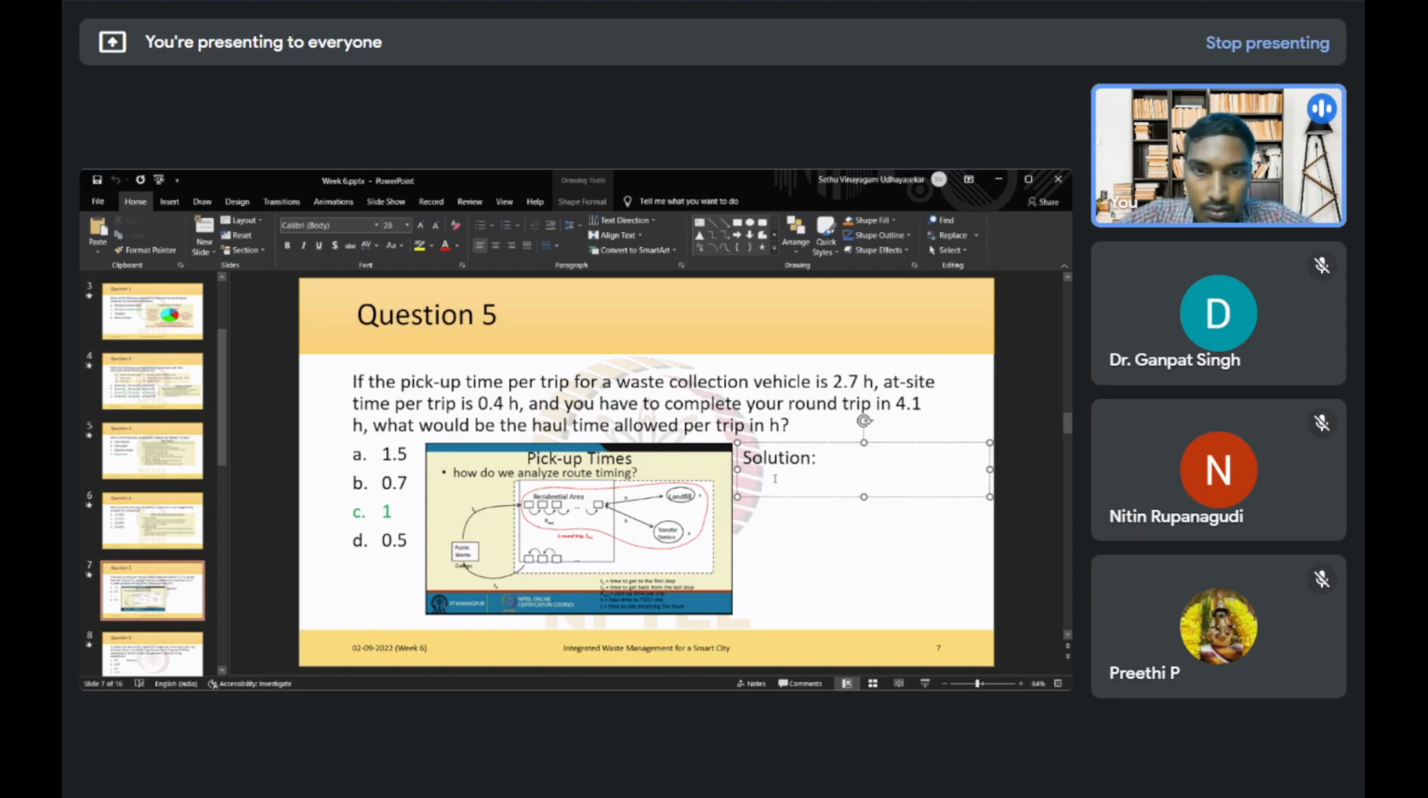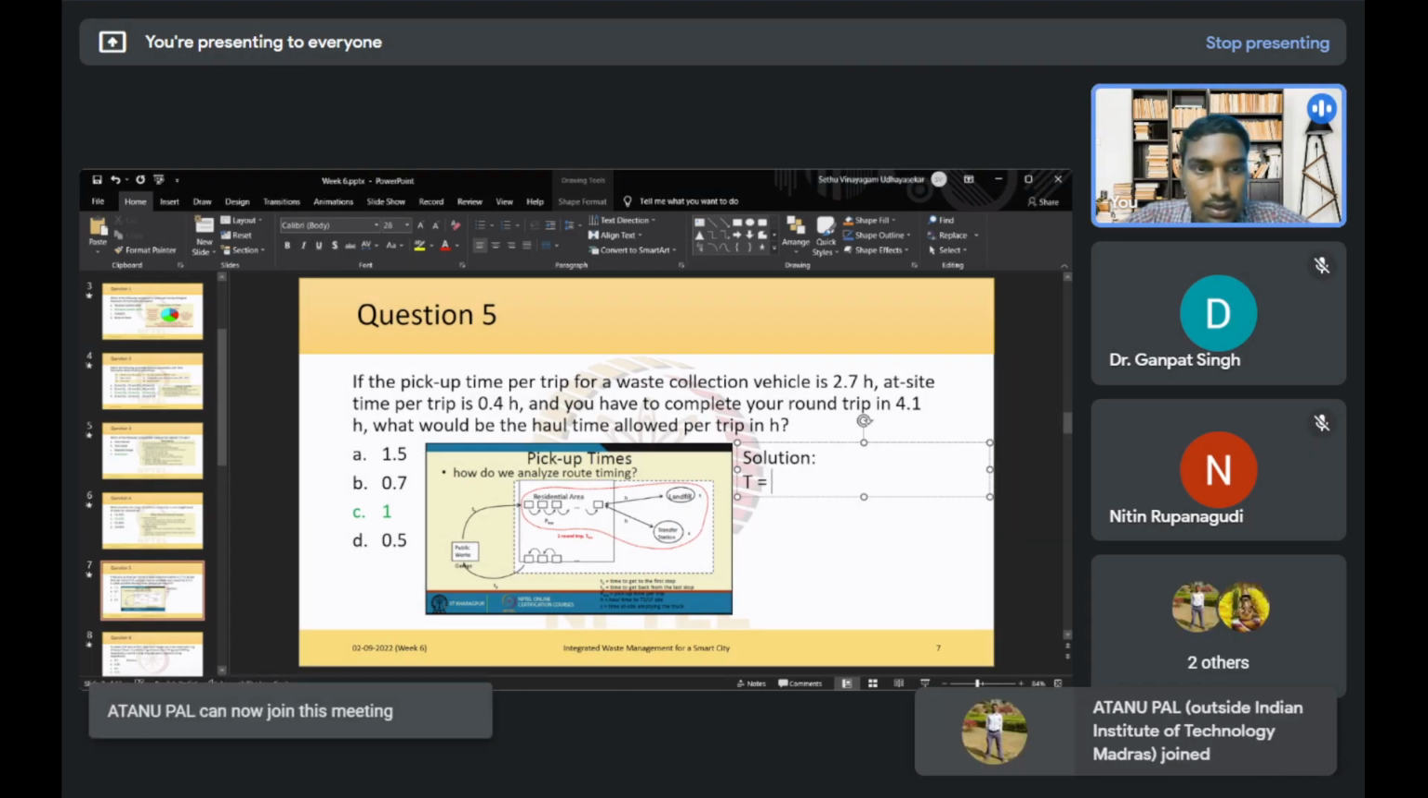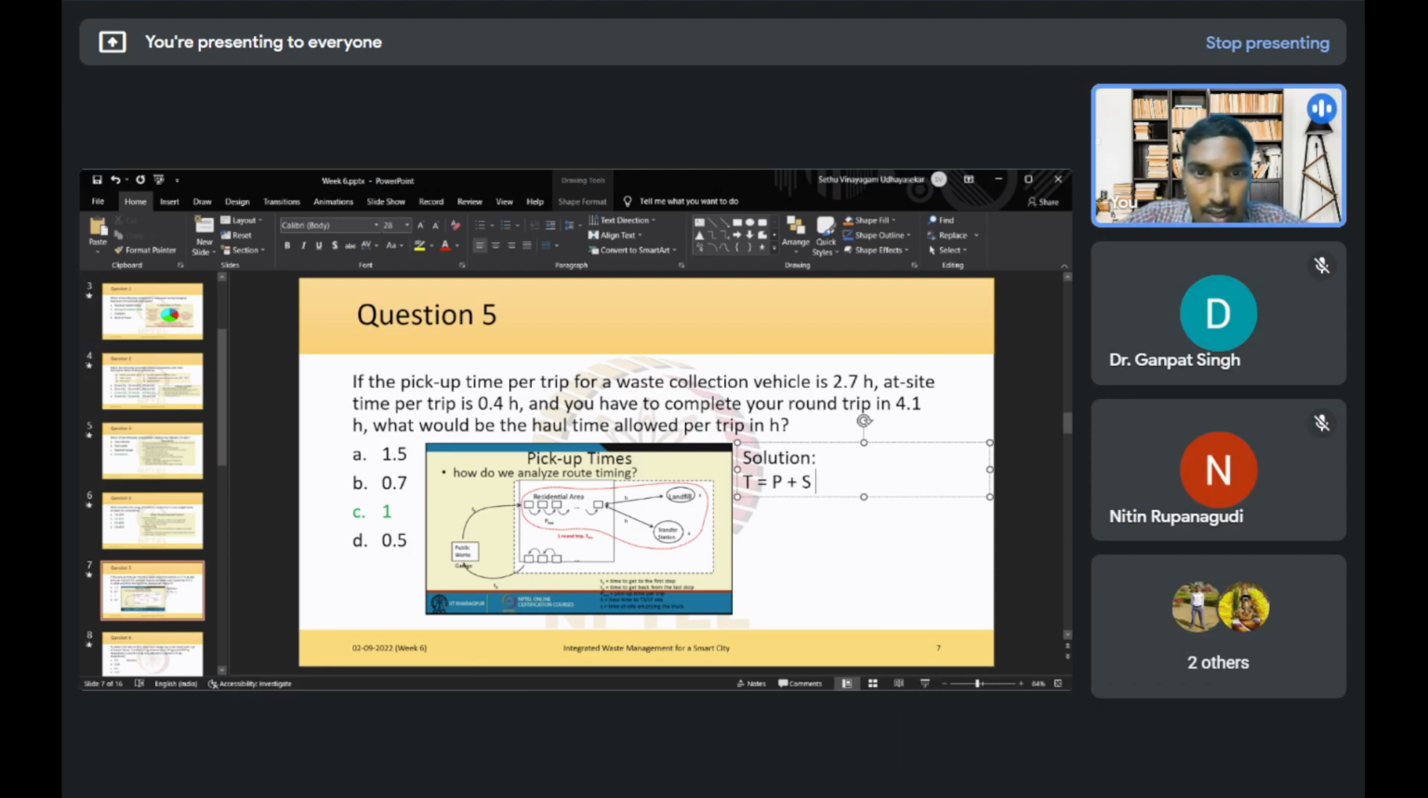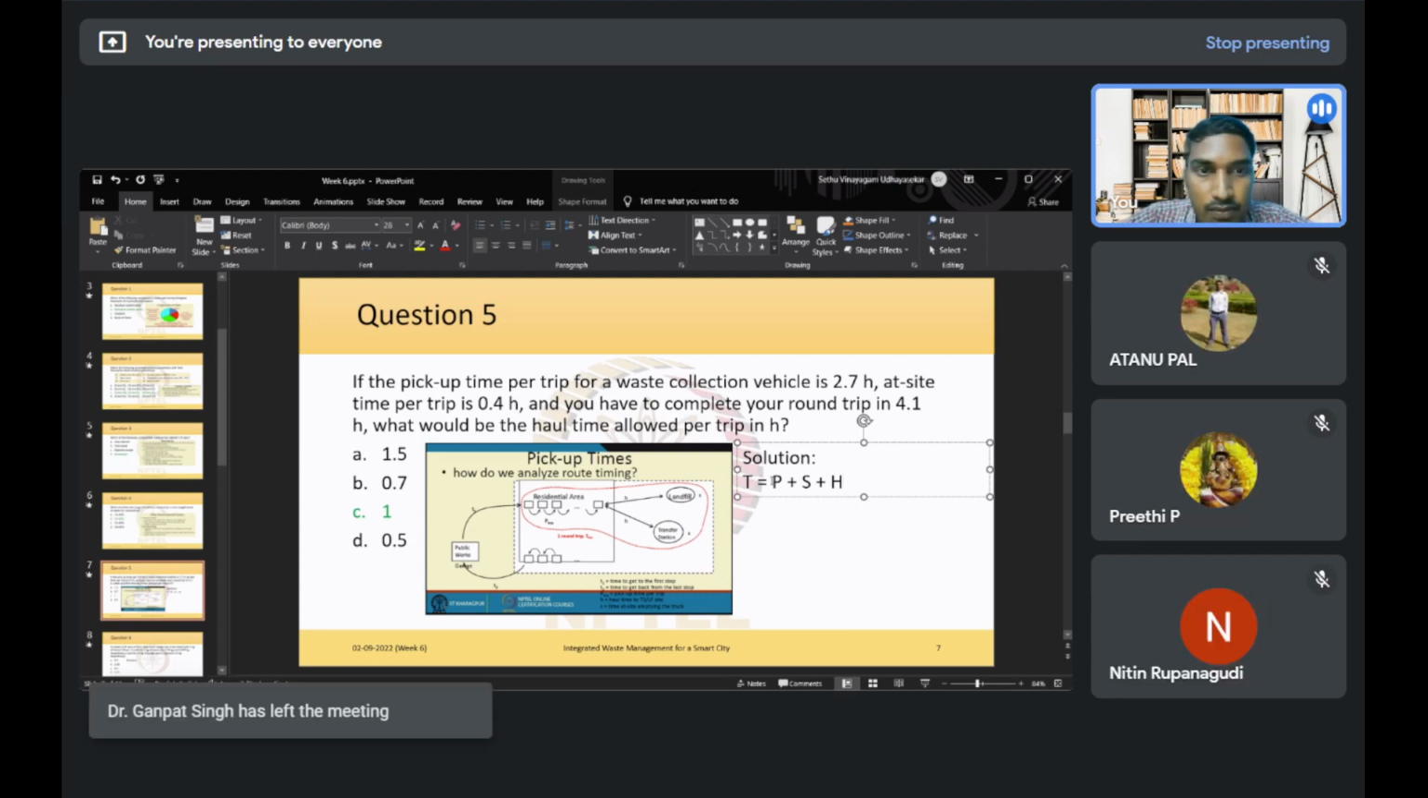Let us say capital T is the round trip time. The round trip time is made up of three components: the P, or the pickup time, then the outside time, let us call that capital S, and then the haul time, let us say that to be capital H. So the round trip time is made up of three different components: the pickup time, the outside time, and the haul time.